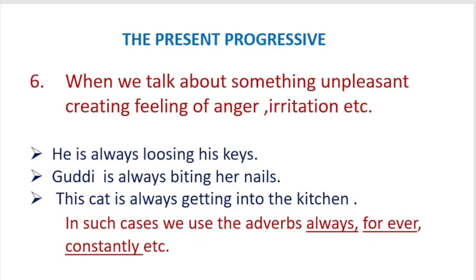Next, Goody is always biting her nails. Biting her nails creates a feeling of anger or irritation. That's why we have used the present progressive form. The cat is always getting into the kitchen. It also creates a feeling of anger or irritation. Here you mark, in such cases we use adverbs like always, forever, constantly, etc.